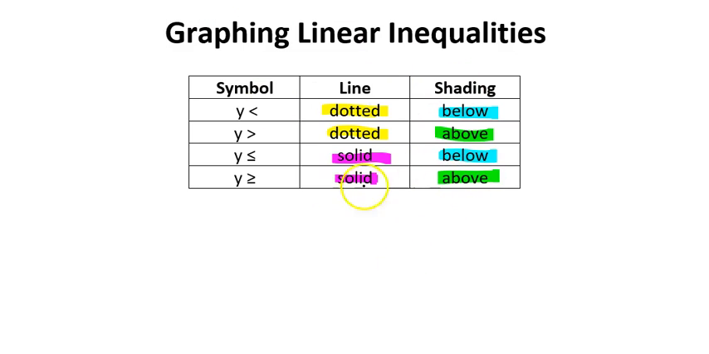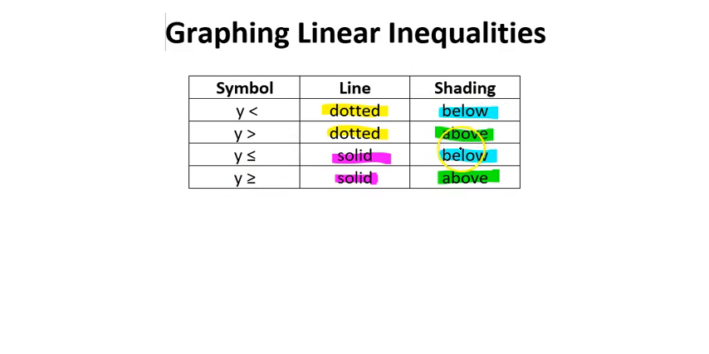So if you need to, write this down and you can refer to it later. If you need to pause to write that down, do it. But otherwise, maybe somebody will just remember that less than or greater than strictly are dotted lines. Less than or equal to, greater than or equal to are solid lines. If it's less than, you're shading below, and if it's greater than, you're shading above.